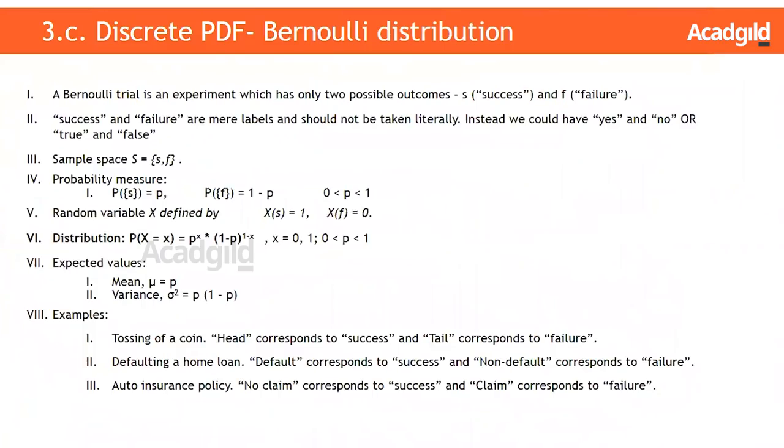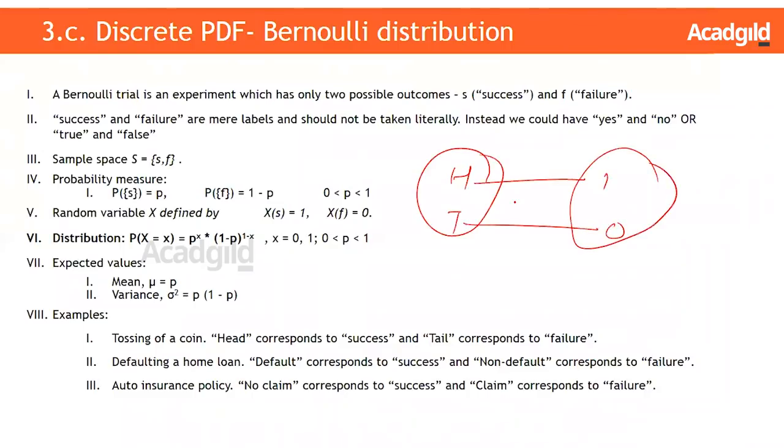Another distribution is the Bernoulli distribution. Instead of dice, now we have a coin. I toss a coin. What all can I get? I can get head or tail. So this is my sample space. Head is a success and is denoted as 1. Tail is a failure and is denoted as 0.